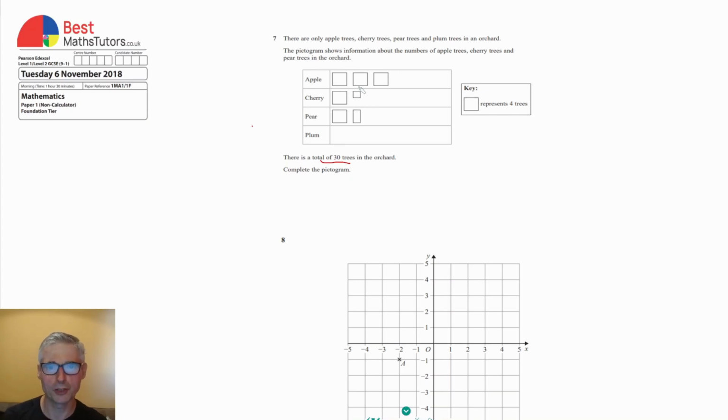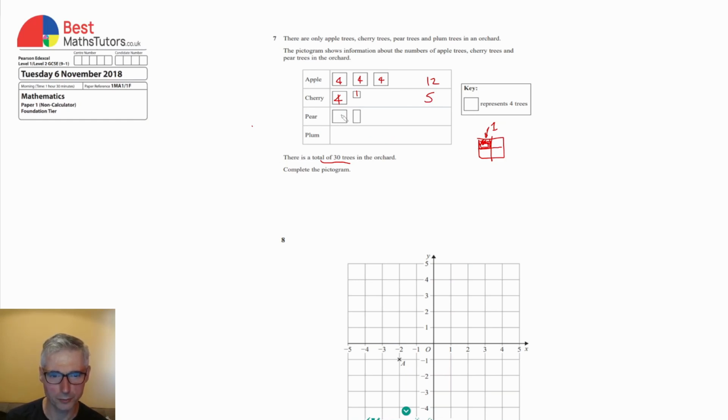In order to do this, we'll need to work out how many of each tree we've got. Since each square is worth 4, for the apple trees we've got 4 plus 4 plus 4, so we've got 12 apple trees. For cherry trees, one whole square represents 4 trees, and then we've taken one of the squares and divided it into 4, and we've got one of these smaller parts. Because one of the big squares represents 4, one of the smaller squares will represent 1. So there we've got 4 plus 1, so we've actually got 5 cherry trees.